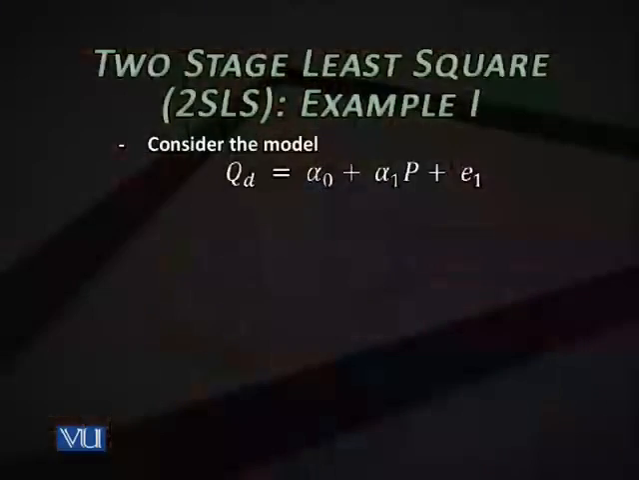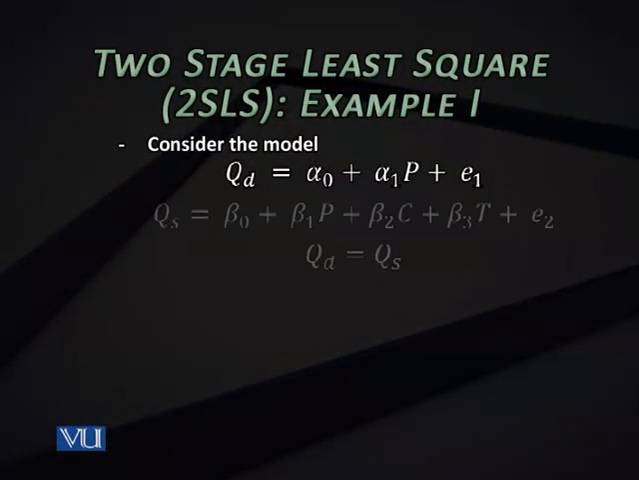Look at the model, please. You have quantity demanded as a function of price only, and quantity supplied as a function of price, cost, and the level of technology. Remember the exclusion restriction. You have two variables that are excluded from equation 1. So in a two equation system, when you have more than one exogenous variable excluded from an equation, it must be over identified.